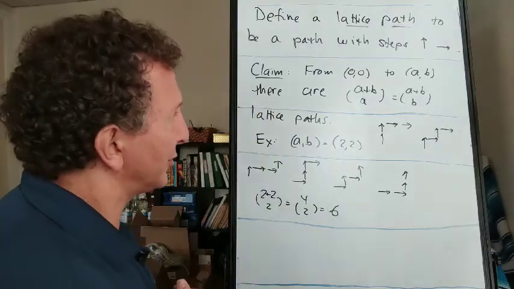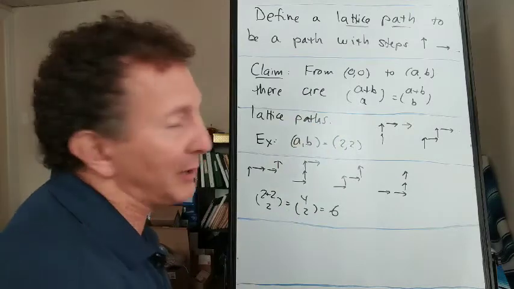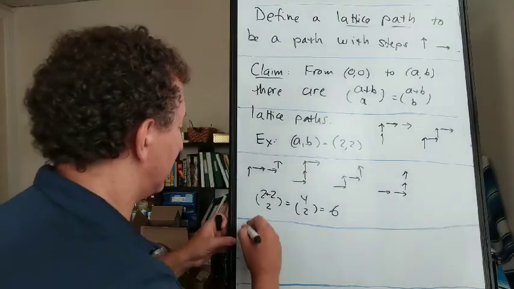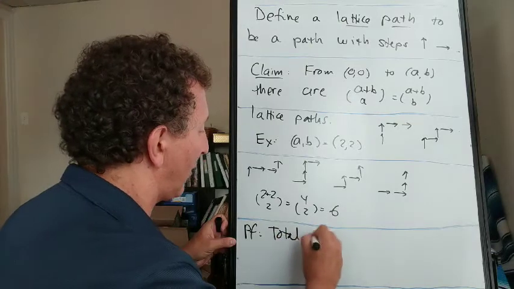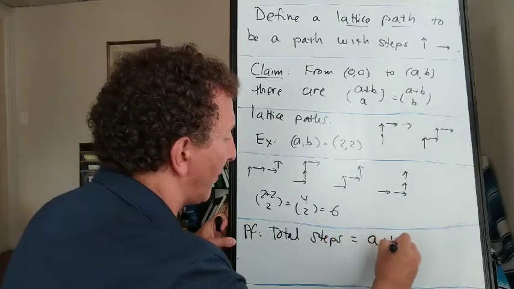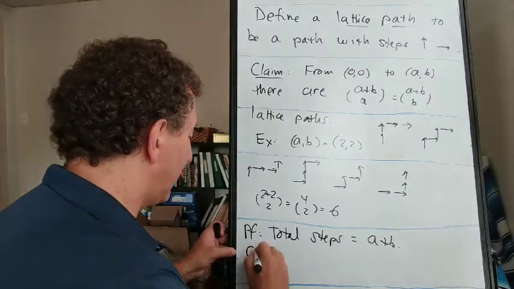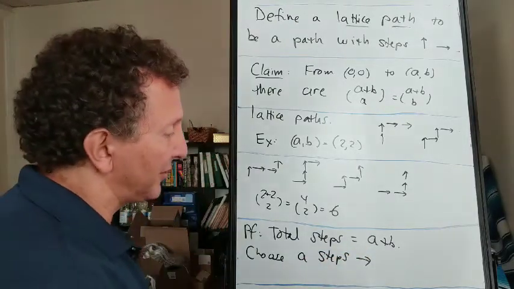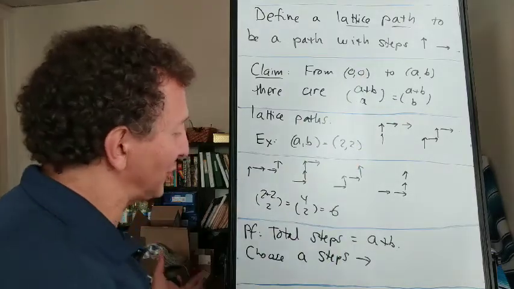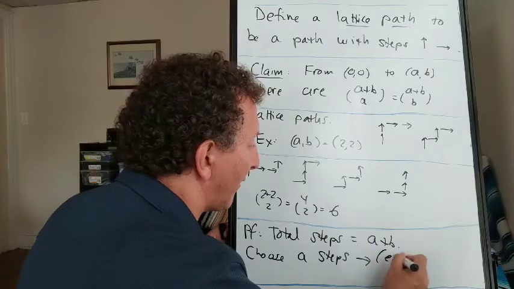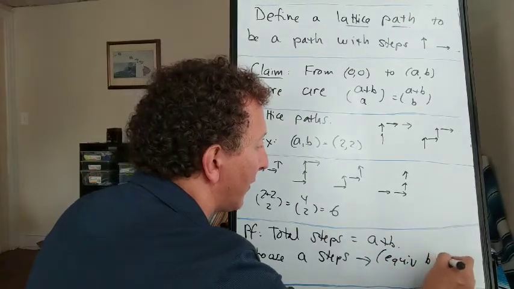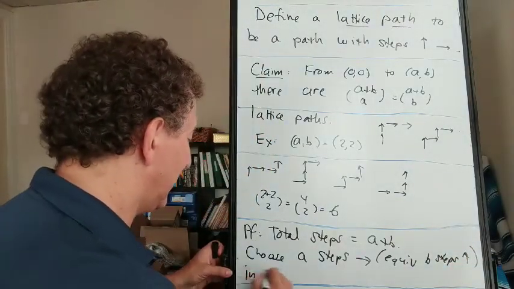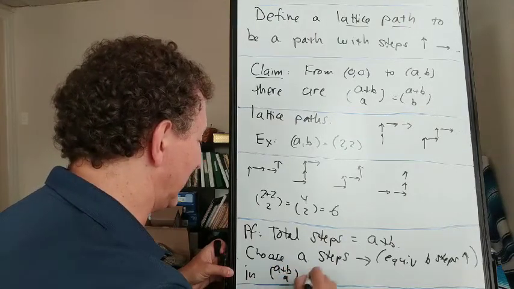And the reason why this is true is because to get from 0, 0 to A, B, we have to go over A times and up B times. So that's a total of A plus B steps. And then if we choose A of those steps to go to the right, equivalently B steps up, we can do that in A plus B choose A ways.